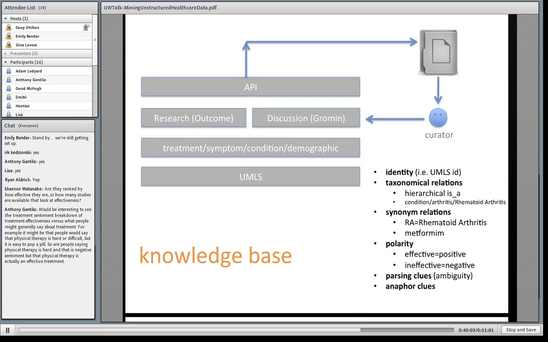We talked about synonym relations. Polarity is important, knowing that effective has a positive polarity relative to ineffective.